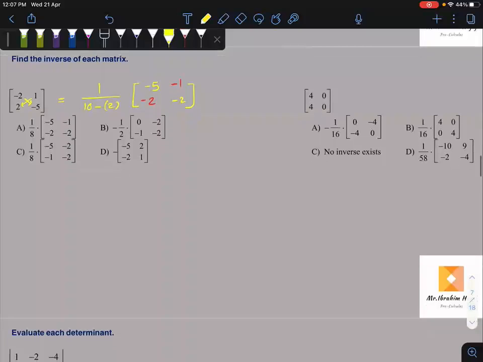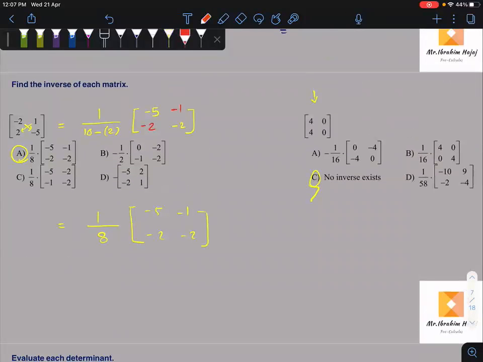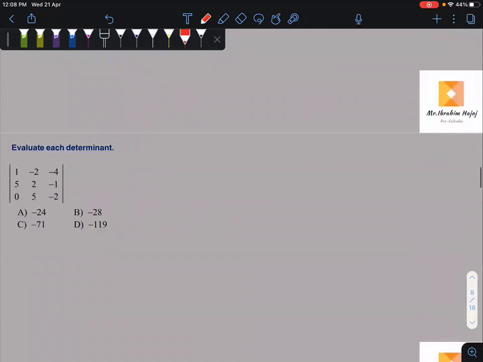So we have equal to 1 over 8. So either A or C, and then find what? Negative 5 and here negative 1, negative 2, negative 2. So it's clear here that it's A. The other one is a practice, you can practice this one. But it's clear that no inverse exists, because when you multiply here 4 by 0 and 4 by 0, it gives us 1 over 0 minus 0, so it doesn't have an inverse.